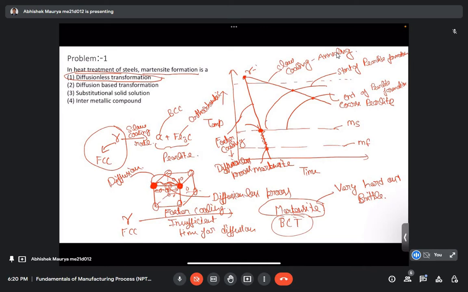We will get either coarse pearlite or fine pearlite. So we will get pearlite or bainite. But if diffusion is not able to take place, then we will get martensite. What is martensite? It's a supersaturated solid solution. Okay, so the correct answer for this question is the first, diffusionless transformation.